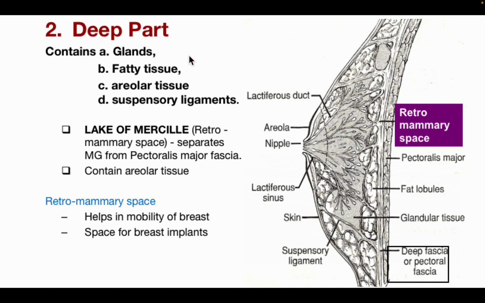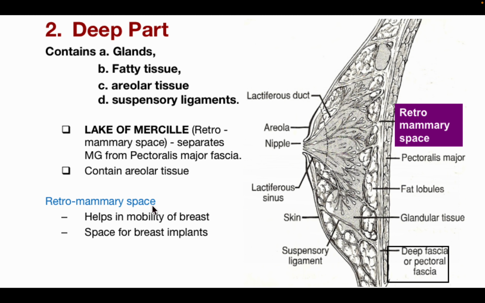Now we have the deep part. The deep part contains the gland, fatty tissue, areolar tissue, and the suspensory ligament of Cooper, right? And let's know something else about the deeper part. Can you see here there is a term known as the retromammary space, or a lake, which helps to separate the mammary gland from the pectoralis major fascia, right? So this is the pectoralis major muscle, and there is a fascia known as the pectoral fascia, and here there is a space known as the retromammary space, which consists of areolar tissue.